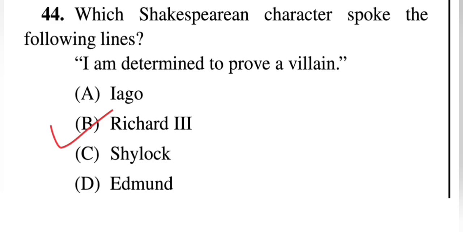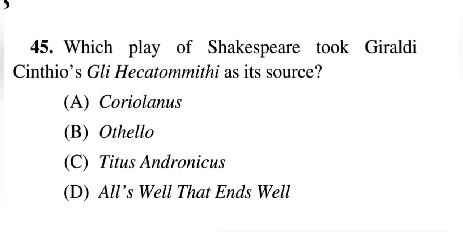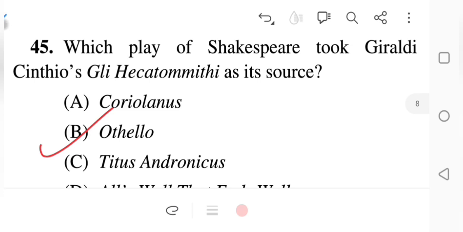Next question, 45. It says, which play of Shakespeare took Giraldi Cinthio's Hecatommithi as its source? Options are like this: Coriolanus, Othello, Titus Andronicus, All's Well That Ends Well. What is the correct answer? These plays are all important for you since you are preparing. Therefore, I request you to go through all these plays. Correct answer will be number B, that is Othello. Got it? Okay. Let's move on.